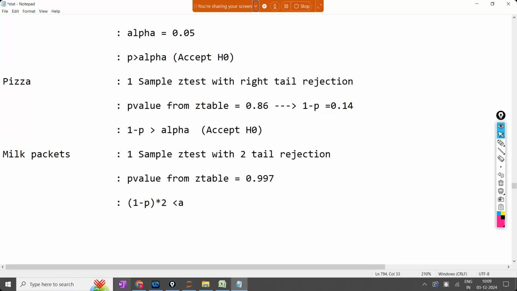Since 1 minus P into 2 is less than alpha, we have to reject the null hypothesis. That is the reason we have rejected the null hypothesis. Even from the plot you have rejected. Even from the second option also we are going to reject. Is the point clear for everyone?